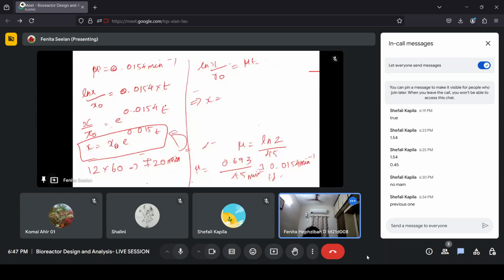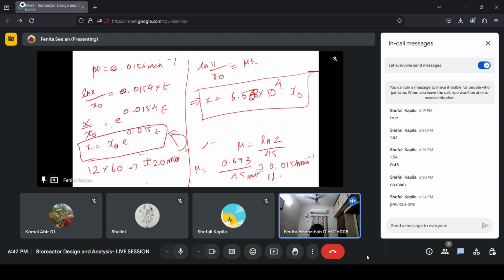x is equal to 6.54, into how many decimal places? 6.538 exactly, into 10 power of 4 x naught. So, according to your question, if the cells are maintaining the rate at the same pace after 12 hours, the final concentration of biomass would be 6.538 into 10 power of 4 times the initial concentration of the inoculum. That is the answer.